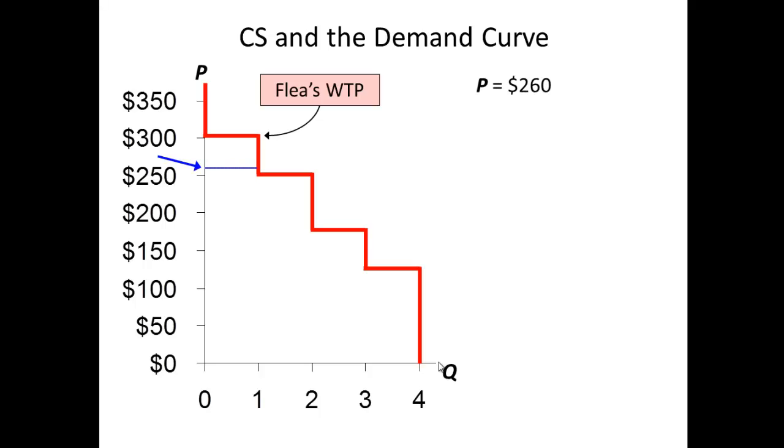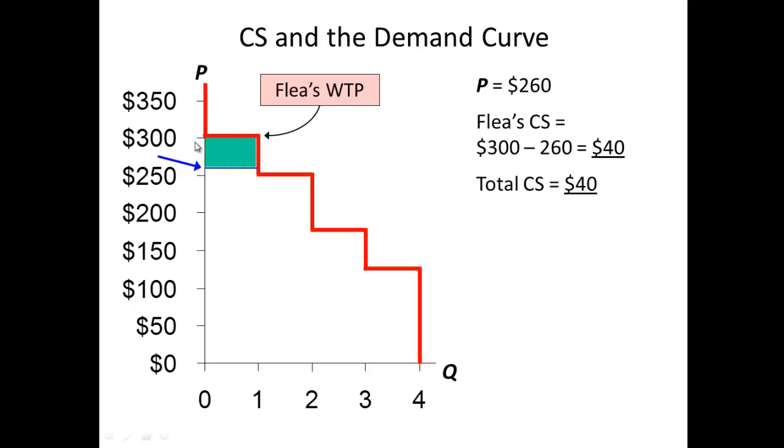Now, when we graph out consumer surplus, you will see that it looks very similar to the willingness to pay demand curve. Remember the stair steps? But what I want you to pay attention to is the area under the stair step, because that's the graphical representation of consumer surplus. Remember, Flea's willingness to pay is here at 300. Now, if she only paid 260, then the area between 300 and 260 is graphically represented as the consumer surplus. And so the $40 would be the blue area that you see here.